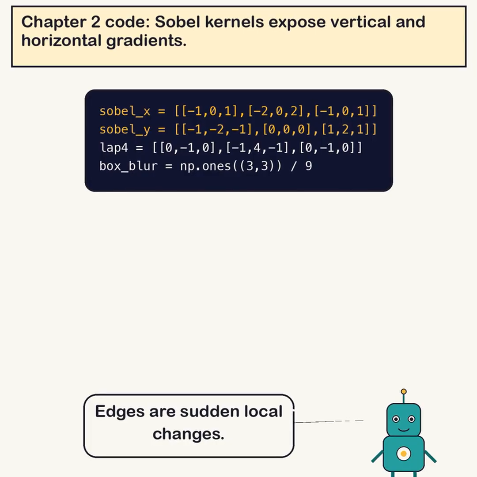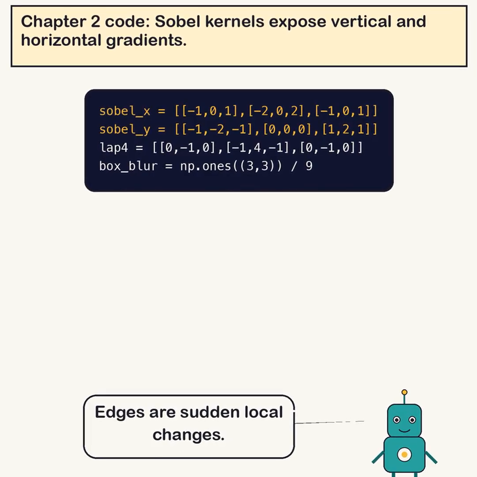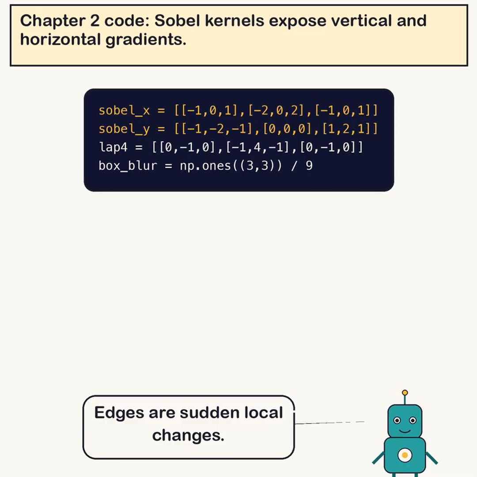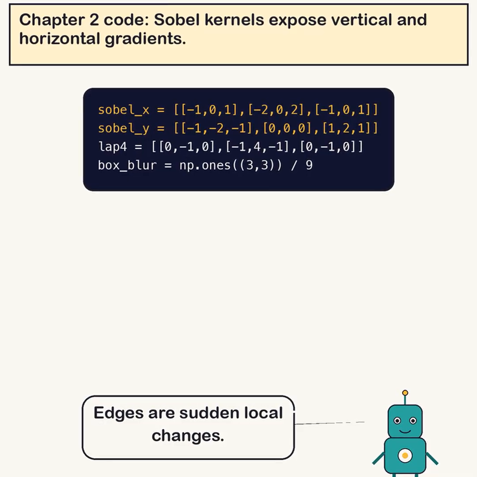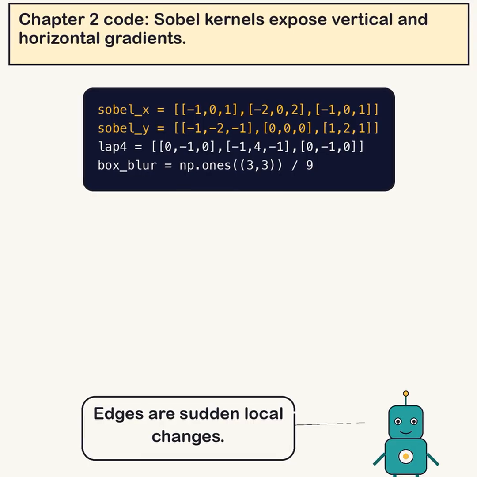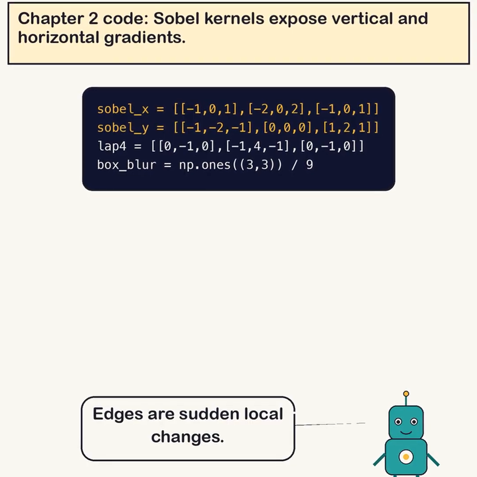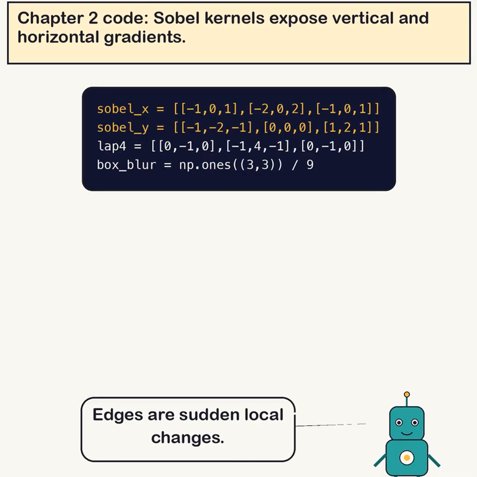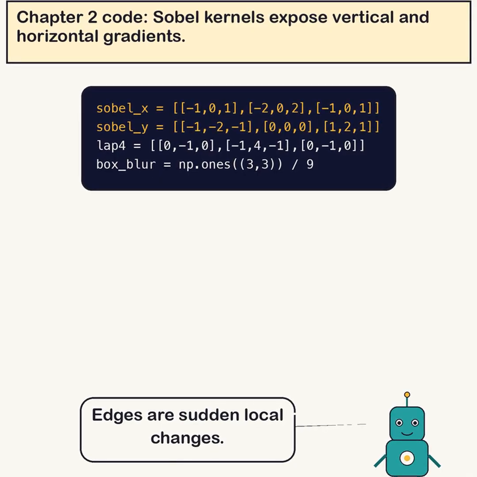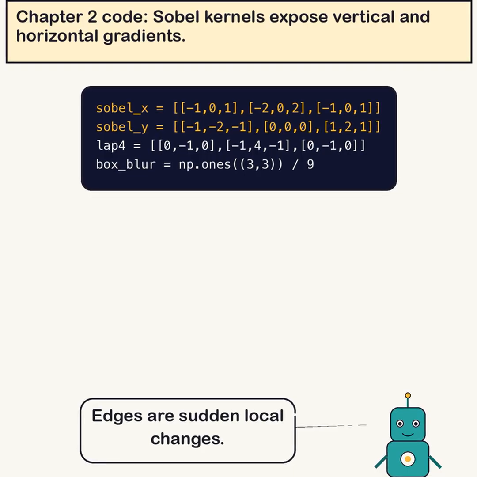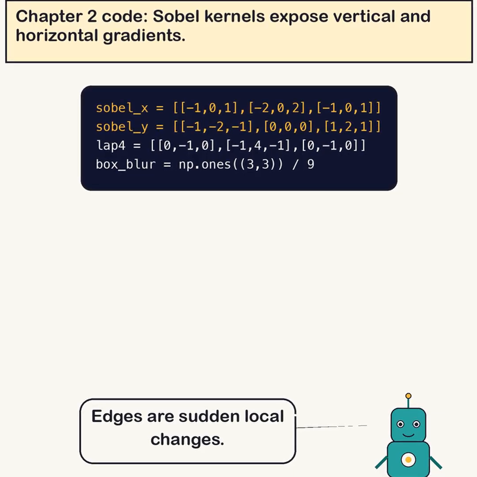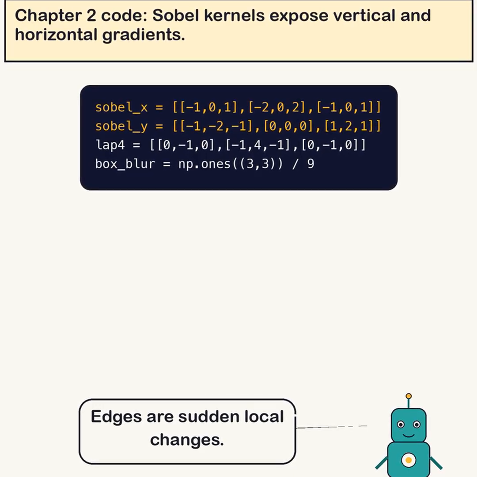Laplacian asks a harsher question. Did the intensity change and then change back? These kernels are not the final hero now, but they teach gradient thinking, and gradient thinking never left vision. Real-world analogy. Sobel and Laplacian kernels are like running fingertips over a surface to feel ridges, grooves, and sudden bumps. Edges are sudden local changes.